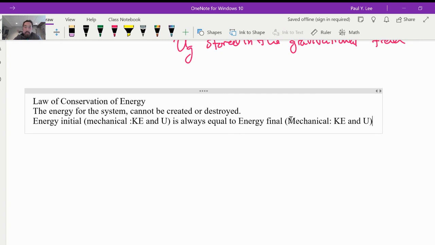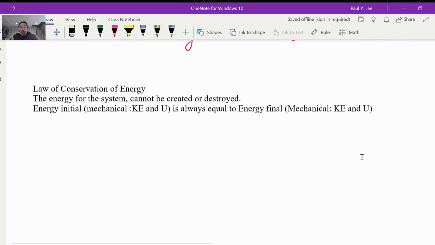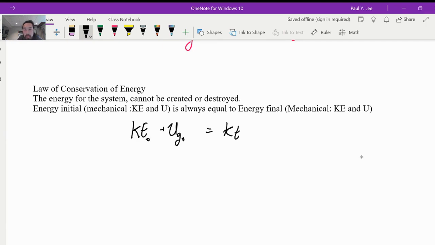Now, there's a huge caveat, and I won't write what that caveat is because that's for, once again, a different video. All right, so there is a way to change the energy of a system, but until we get to that point, until we cross that bridge, we're saying that this is the case. Okay, so the energy for a system cannot be created or destroyed, which means that the initial energy is always equal to the final energy.